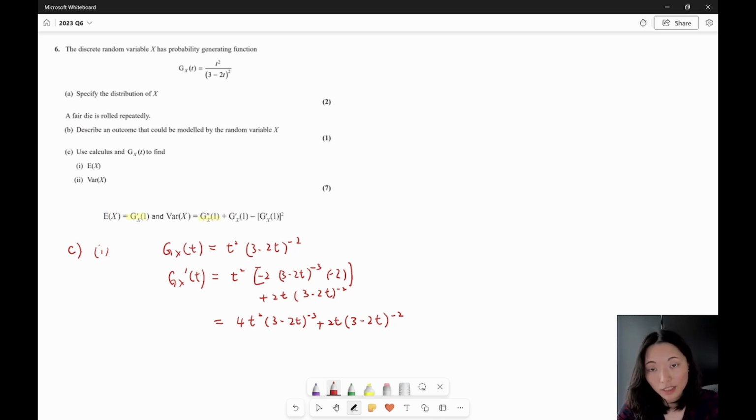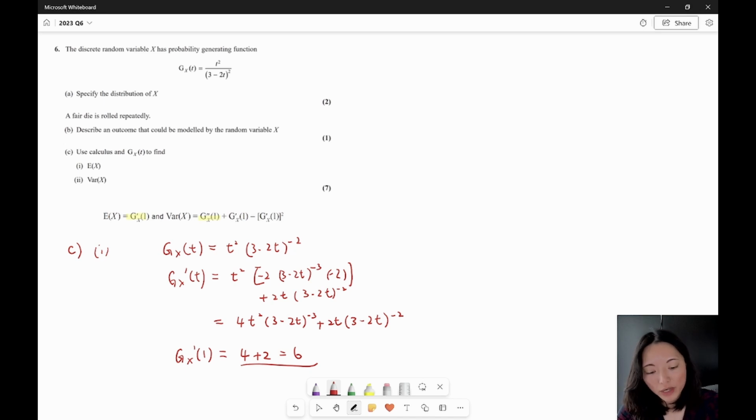Because in order to work out the expectation and the variance, we need to evaluate this derivative at t equals 1. t equals 1 is very simple. 3 minus 2t, all of that is going to be 1, so I don't need to worry about that expression in the brackets. It's going to be simply 4 plus 2 equals 6, because t is 1.